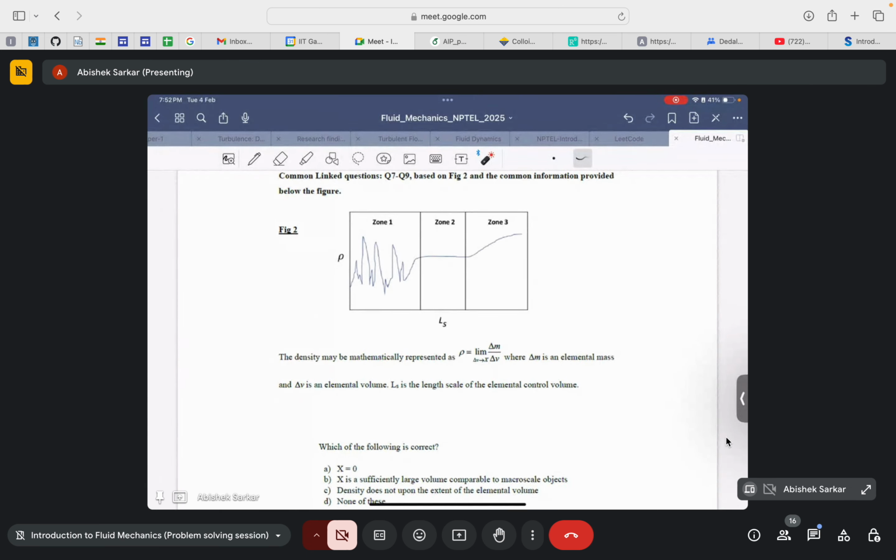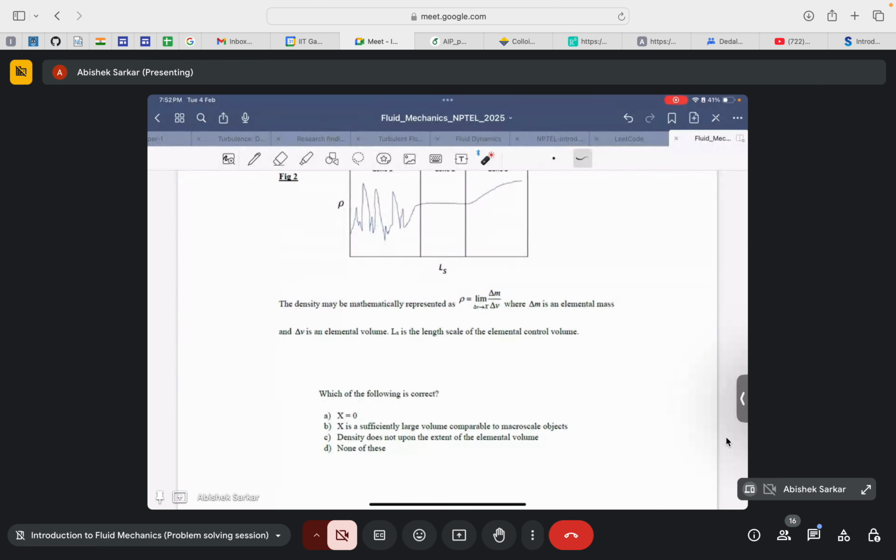Should x be equal to 0? x is a sufficiently large volume compared to the macro scale objects. Density does not depend upon, or should depend upon, the extent of the elemental volume, or none of this. So which of the options are correct? Can you tell?